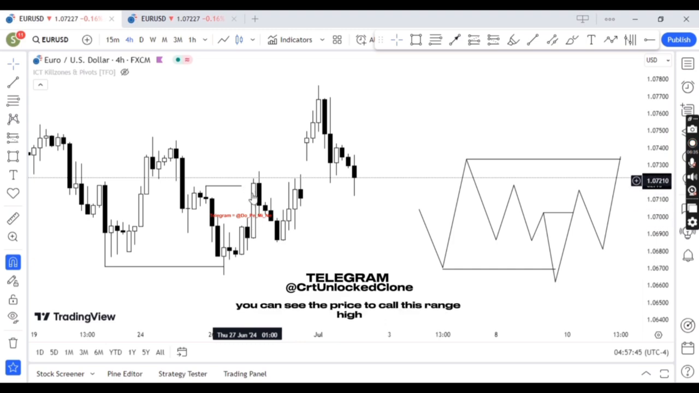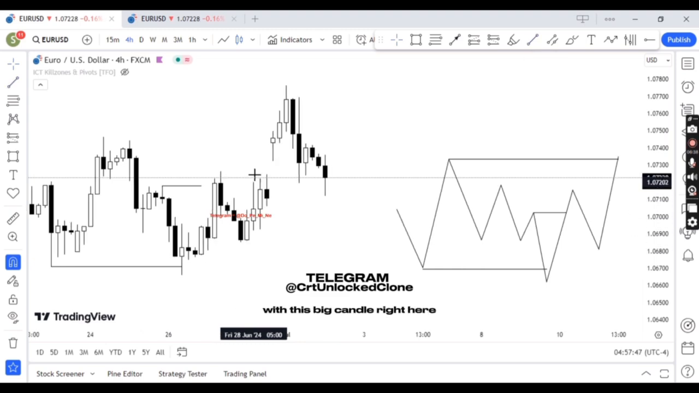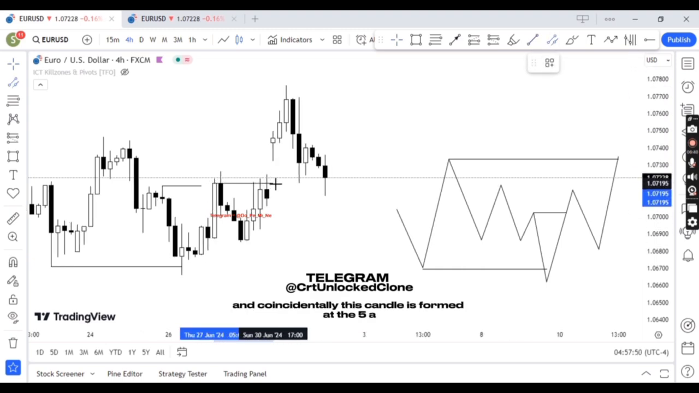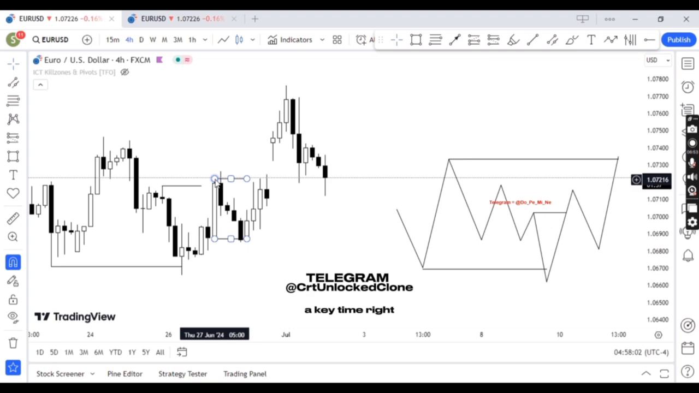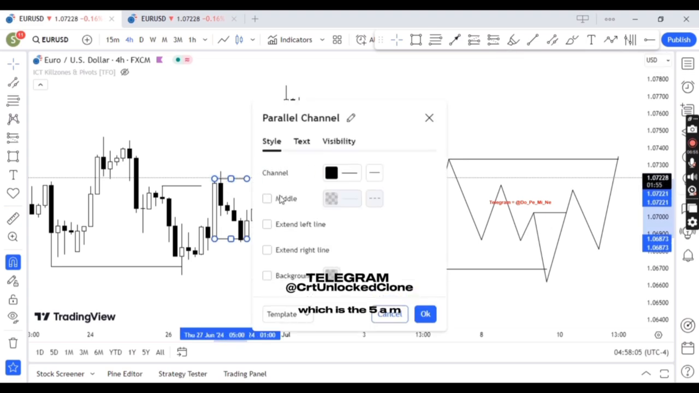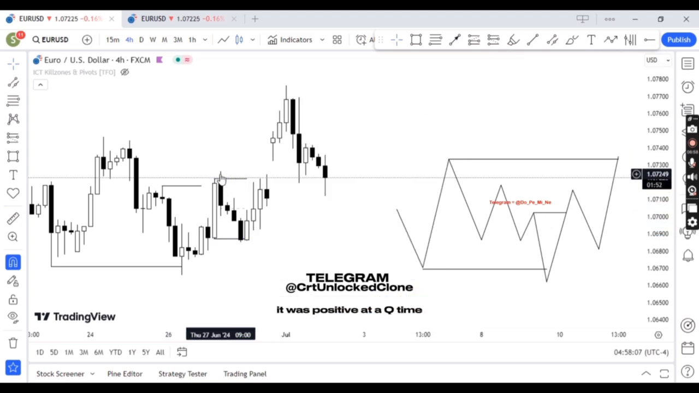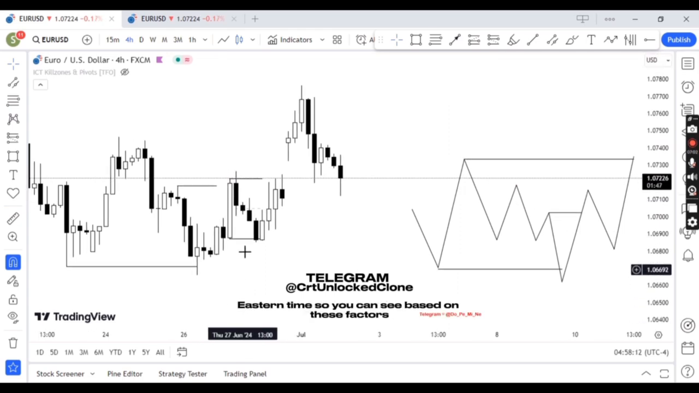Now, right here, you can see that price took out this range high with this big candle right here. And coincidentally, this candle is formed at the 5 a.m. Eastern time, right? So this candle has taken out a key level in the form of this range high. It's formed at a key level, a key time, which is the 5 a.m. key time. And not only that, it was purged at a key time, which is the 9 a.m. Eastern time. So you can see based on these factors, we can potentially regard this candle right here as a CRT for us, and we can trade it on the lower time frames, right?